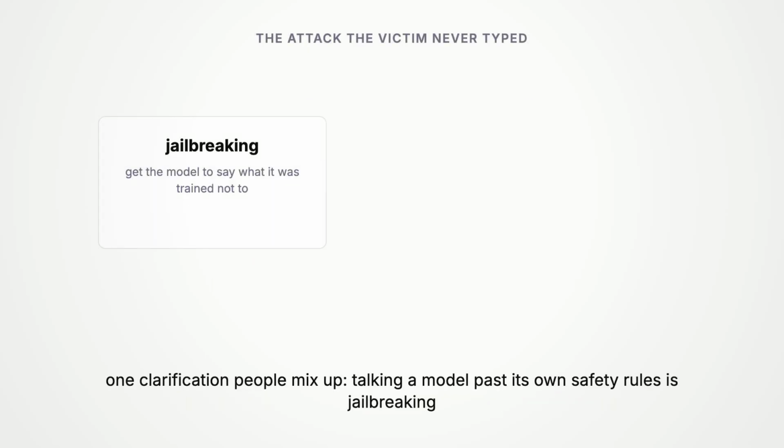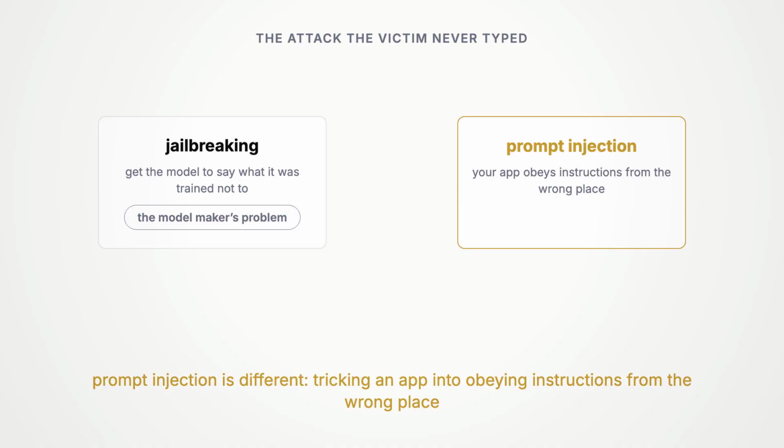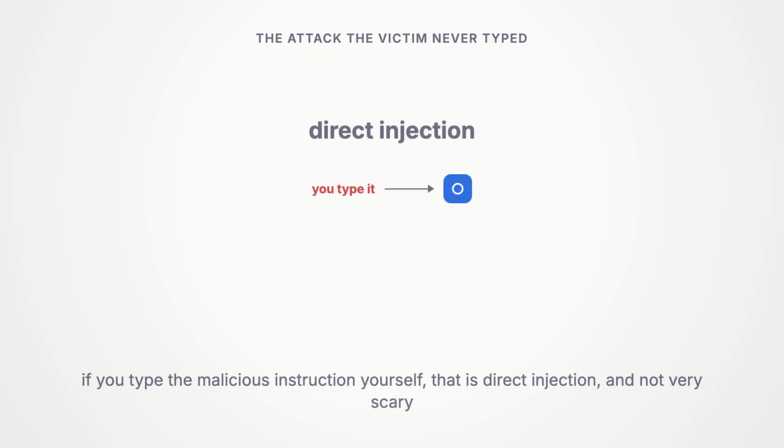One quick clarification, because people mix these up. Talking a model into ignoring its own safety rules, getting it to say something it was trained not to say, that is jailbreaking, and that is the model maker's problem. Prompt injection is different. It is tricking an application built on top of the model into obeying instructions that came from the wrong place, and that is your problem as the builder. Now if you have to type the malicious instruction yourself, that is direct injection, and honestly it is not very scary. You are attacking your own assistant.